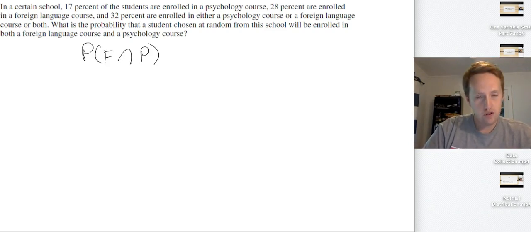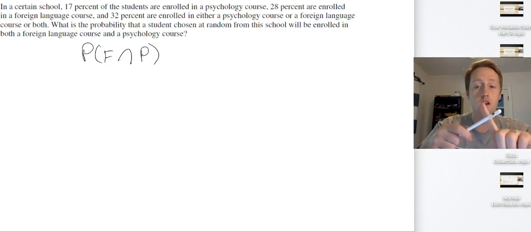So the way we usually do that is through multiplication. However, they didn't give us very much information because they didn't give us that these events are independent, and we didn't get their conditional probabilities, right?